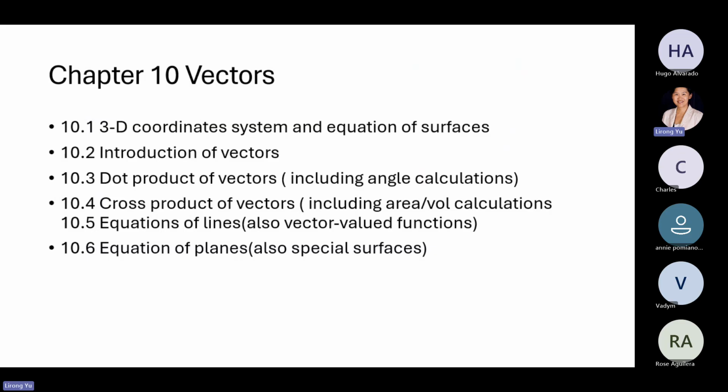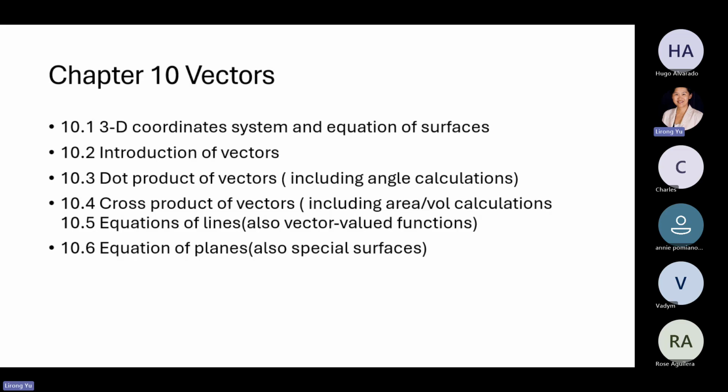10.2 introduces vectors and how to add vectors, subtract vectors, what the meaning is when vectors are subtracted or added, and how we multiply a vector by a number. 10.3 is the dot product of vectors. 10.4 is the cross product of vectors. With the dot product, we also talk about how to calculate the angle between two vectors. With the cross product, we also talk about how to calculate area and volume.